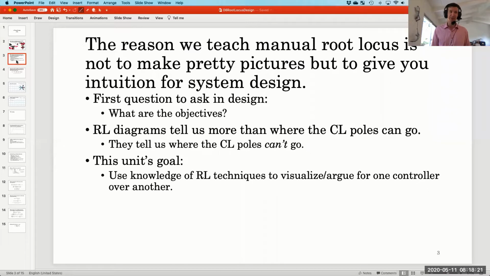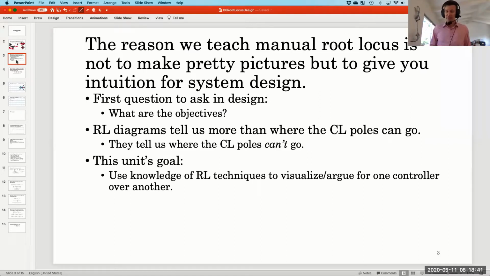And my answer to that is that the point is not to draw a pretty picture by hand. The point is to teach you intuition about where open loop pole placement and open loop zero placement can affect closed loop pole placement. And I think that learning the root locus rules actually kind of does an end around and sneakily teaches you about that. So we're going to practice that in this unit.